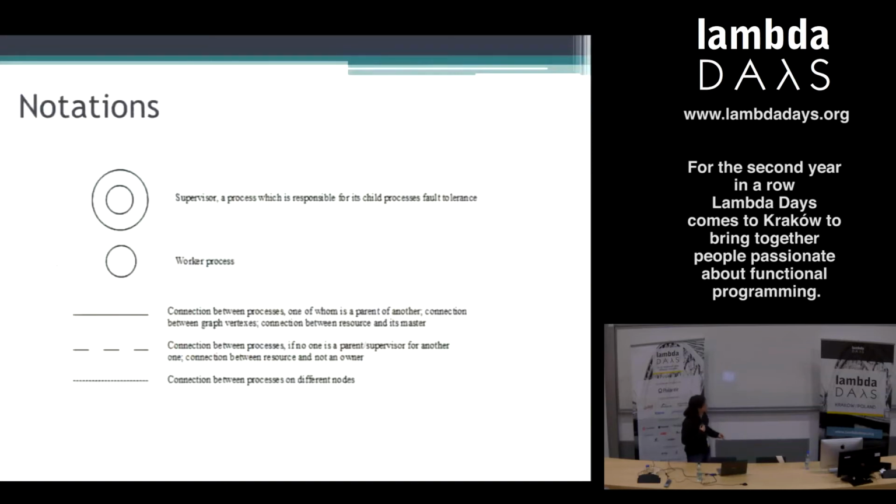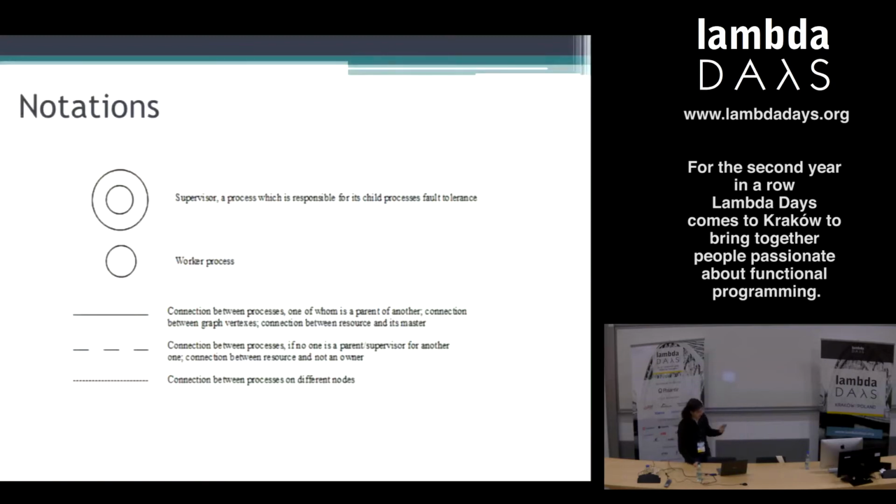Some notations, you probably know some of them. First of all, it's supervisor. It's a process which is responsible for fault tolerance of its child processes. The second notation is worker process. They're just simple, plain worker processes, nothing else. The plain line is a connection between 2 nodes, and if somebody is a parent of another process, we'll use such a type of line.